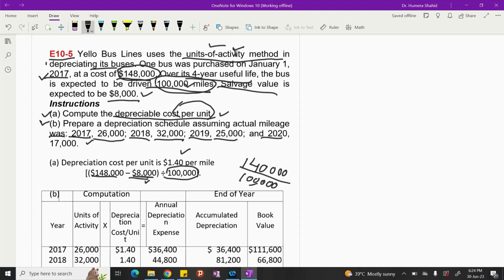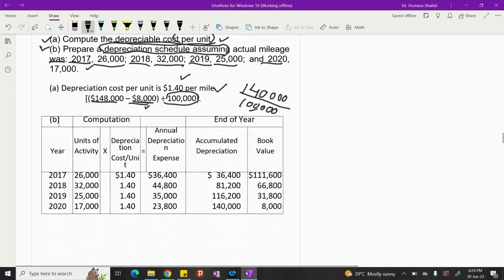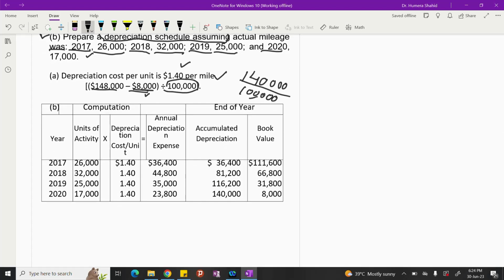So let's calculate. They want us to prepare a schedule. Look at the terms. If they don't say, then we can just roughly solve it like we solve part A. But they want us to make a table, a schedule. So let's make a schedule. How do we make it? Firstly, the first column is years. So we have 4 years, 17, 18, 19, and 20.